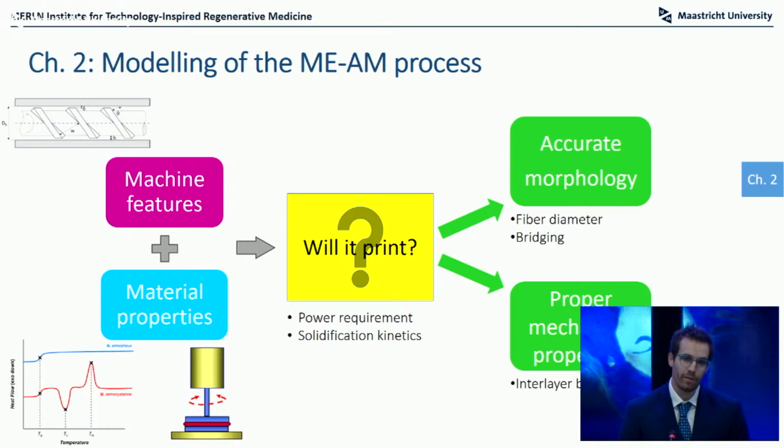Therefore, the moment we have the input variables, our model just works as a black box, so you don't have to get scared if you see all those equations. They are all inside a black box whose content you don't see from the outside. Basically, after we input these parameters, machine features and material properties, the model allows us to first understand if a material can be printed, can be manufactured with a specific device, and then how to do so to obtain an accurate morphology, but also the desired mechanical properties.